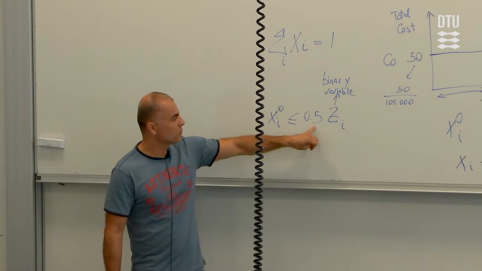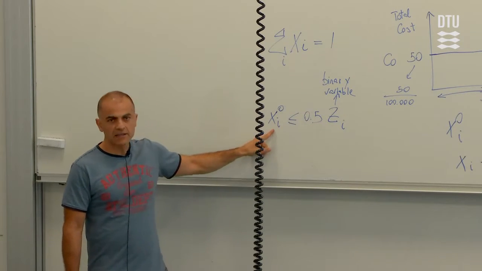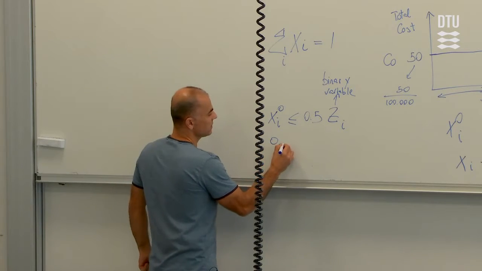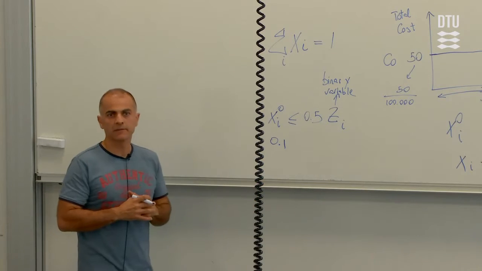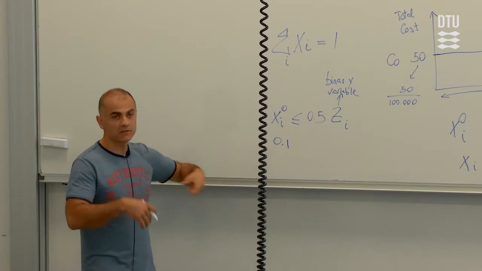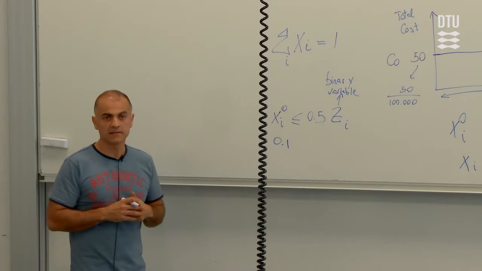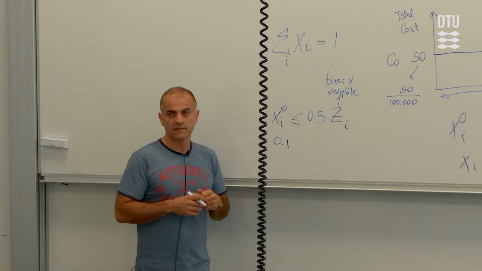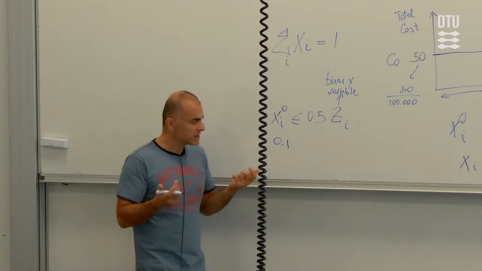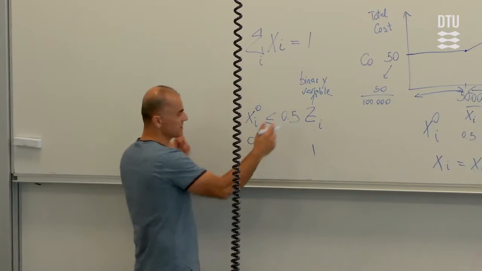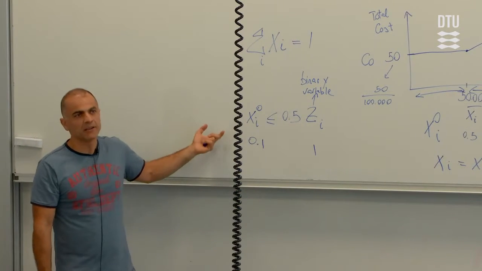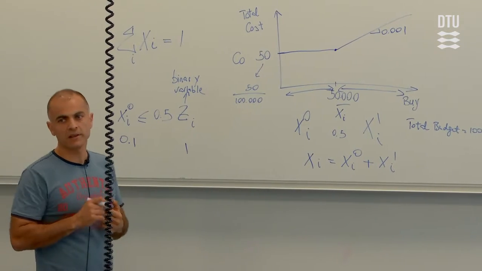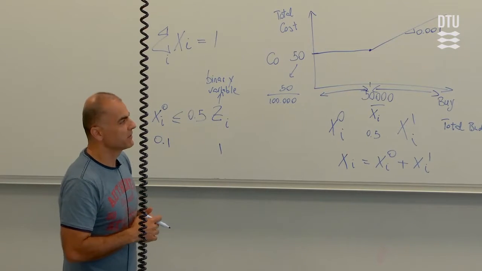X0 less than 0.5 Z. If X0 is positive, let's say this is 0.1, meaning 10% of my money goes into buying asset I. What happens then with Z? Z has to be 1, right? So it can't be 0 because then it's not true, right? So the only thing this one simply does is that as soon as you buy and put some money into X0, then Z would be positive, right?